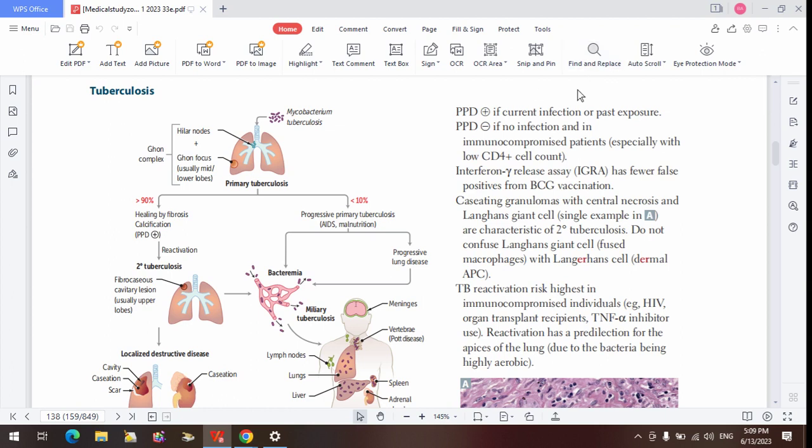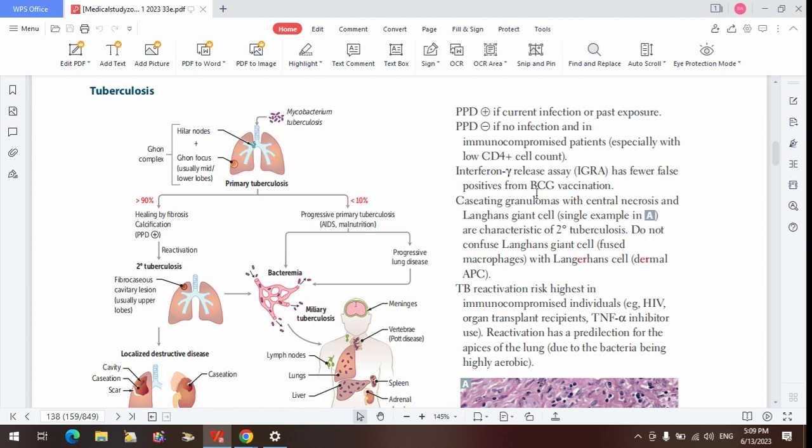Reaction. So the next one is this interferon gamma release assay. We use this interferon gamma release assay to make a diagnosis of latent tuberculosis. So you want to know, okay, does this guy even have a latent form of tuberculosis?